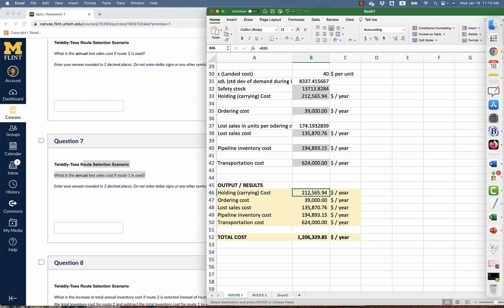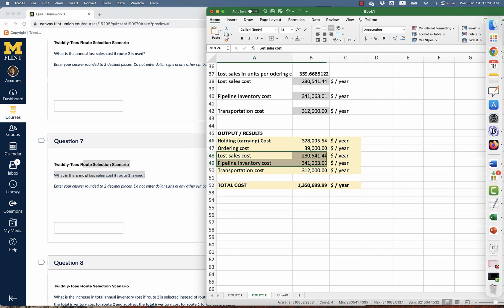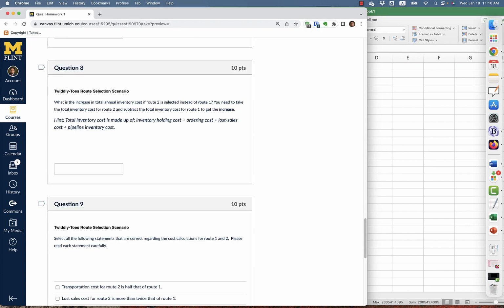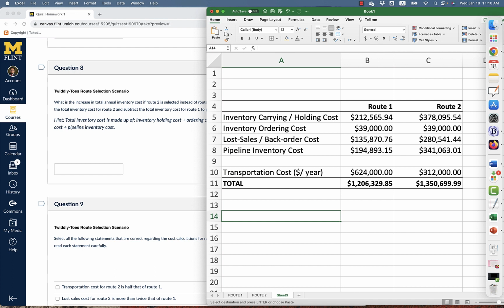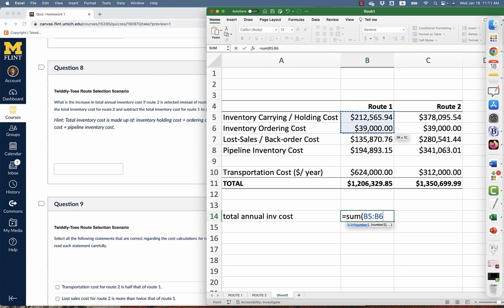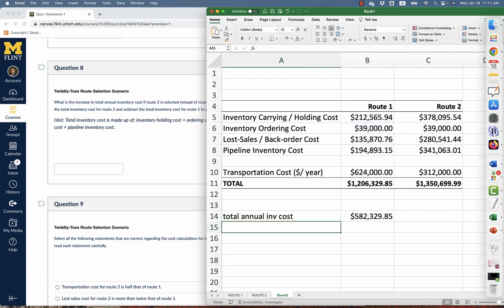Annual lost sales cost. This is the annual lost sales cost, dollars per year. This number for route 1, this number for route 2. So put them in the appropriate question. What is the increase in annual inventory cost if route 2 is selected instead of route 1? It's the total annual inventory cost. Okay, so here I can compute the total annual inventory cost, which is the sum of these 4 components, not the transportation cost, just the inventory one. Okay, and I can do the same thing for route 2.